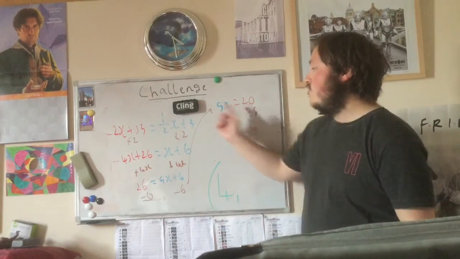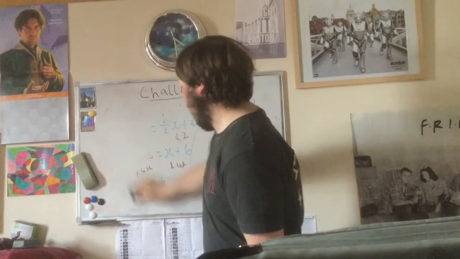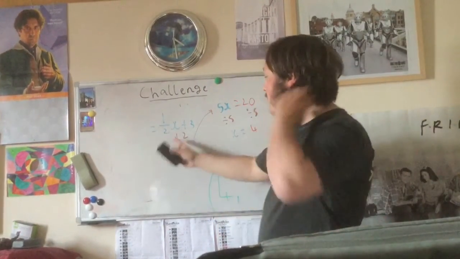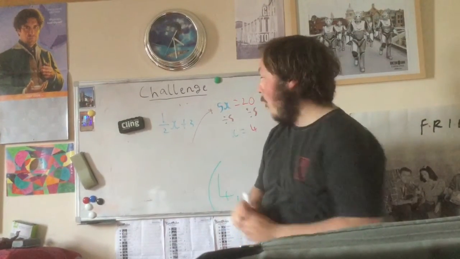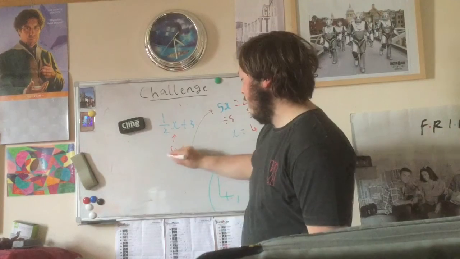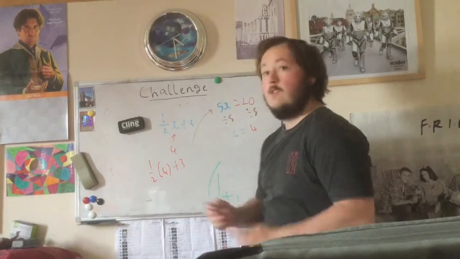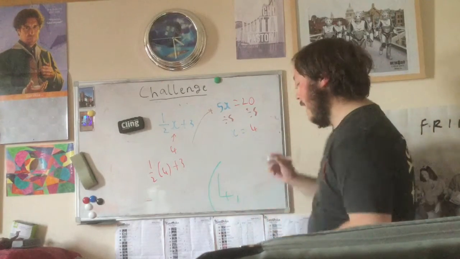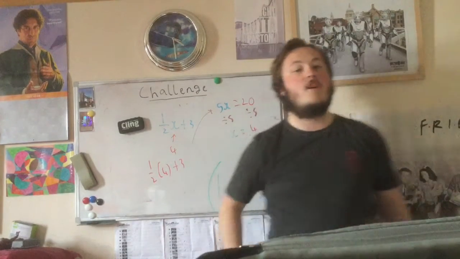Well, we can just substitute that into the original equation. So I'm going to choose the half x plus 3. It doesn't matter which one you choose, you will still end up with the same answer. Half x plus 3. We know what the x is, which is 4. So it's a half multiplied by 4, add 3. Half times 4 is 2, add 3 will get us 5. So the point of intersection is (4, 5).